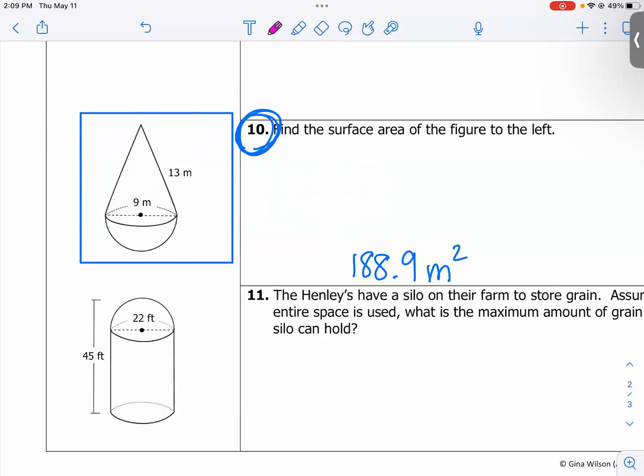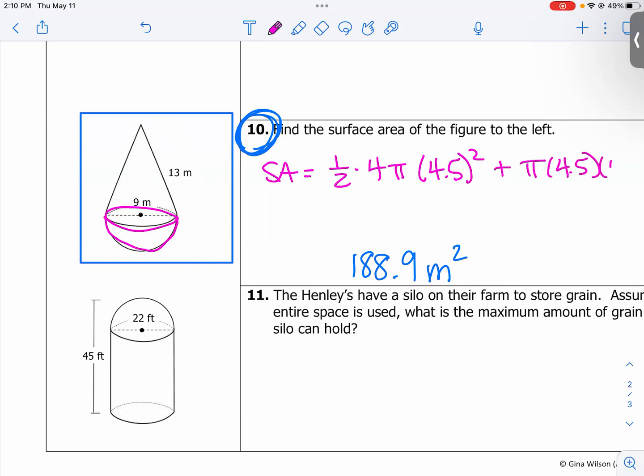Let's talk about the hemisphere first. Let's talk about just this hemisphere right here. Its surface area is half of 4 pi r squared. And then plus, because it's half a sphere, plus pi r l.